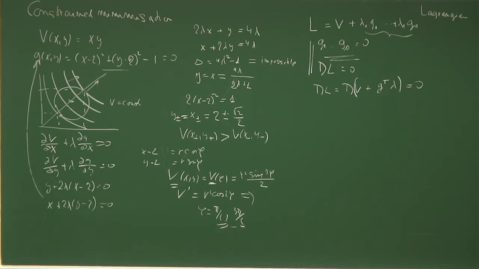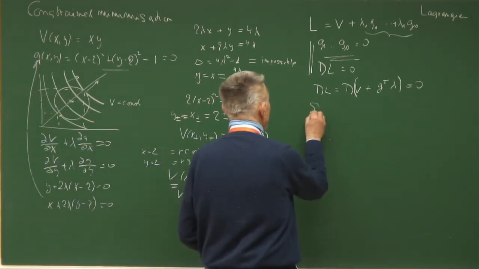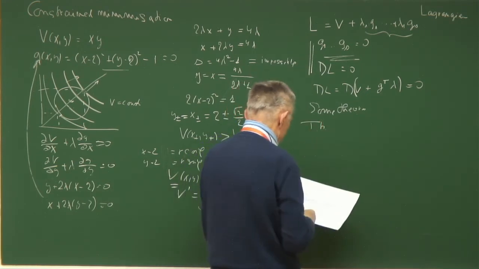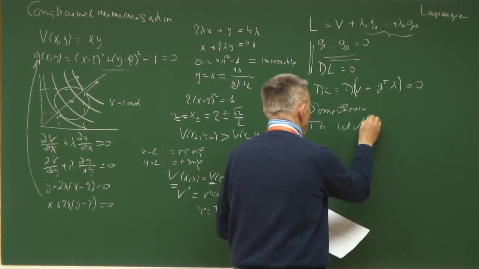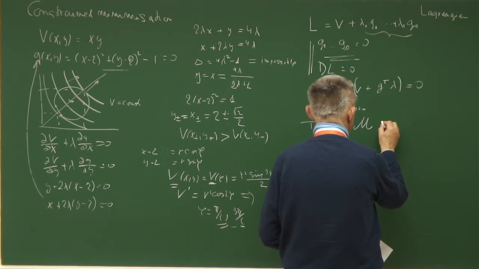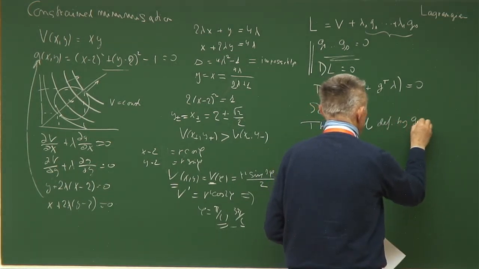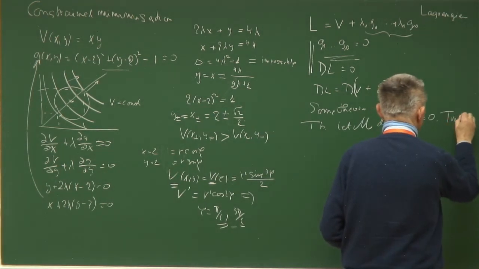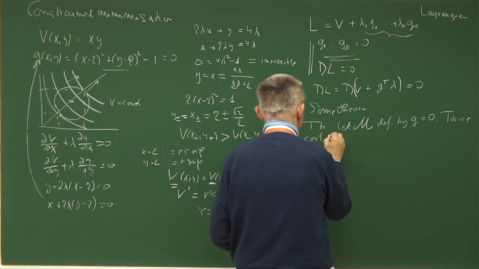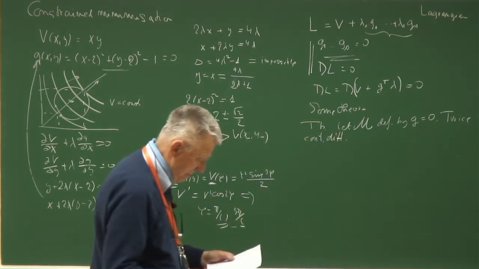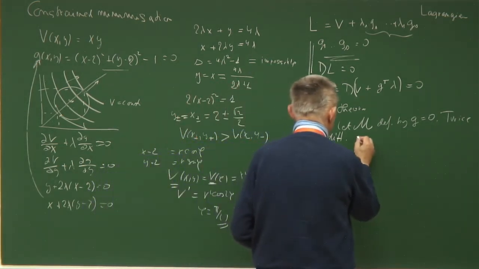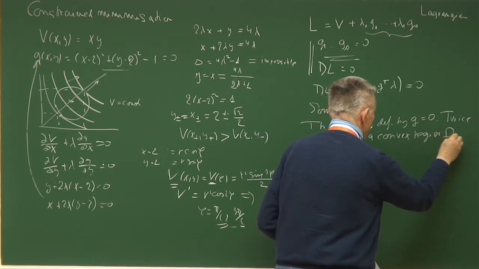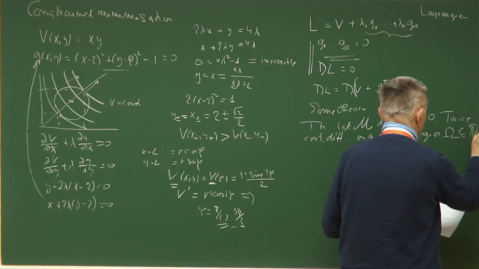So, some theory. Theorem: let M be defined by g equals 0, twice continuously differentiable on a convex region omega out of R^m.